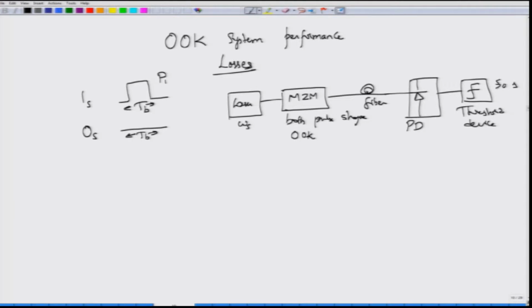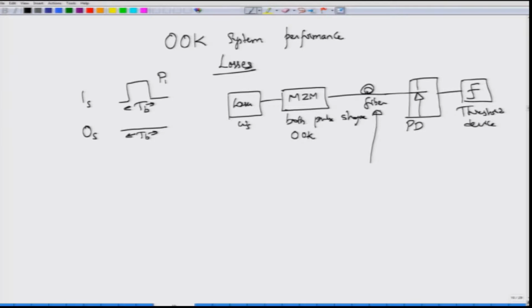If the photocurrent is less than the threshold, then you simply declare it as the bit 0. Okay. What can go wrong here in this circuit? There are two things that can go wrong.